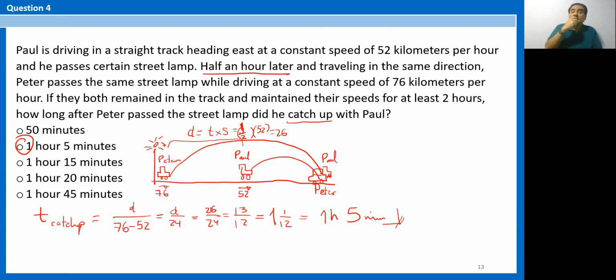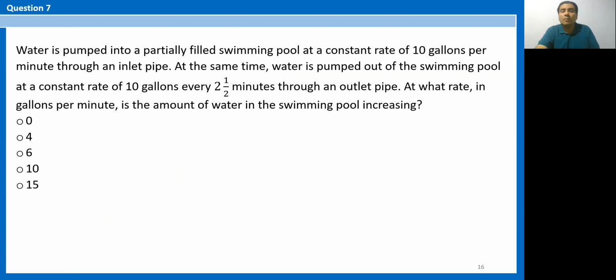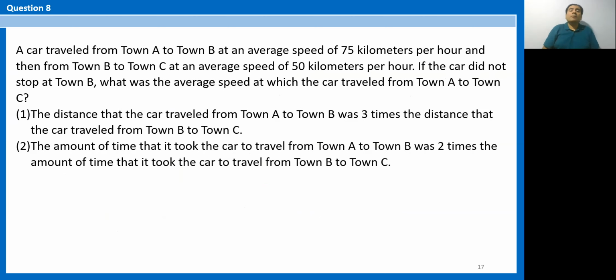All right. It's always useful to make some sketch where you can quickly put all the relevant information given to you in the problem. Let's do one more. A car travels from town A to town B at an average speed of 75 kilometers per hour, and then from town B to town C at an average speed of 50 kilometers per hour. The car didn't stop at town B. What was the average speed at which the car traveled from town A to town C?